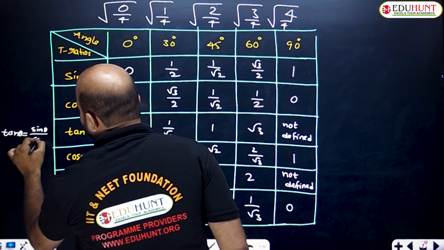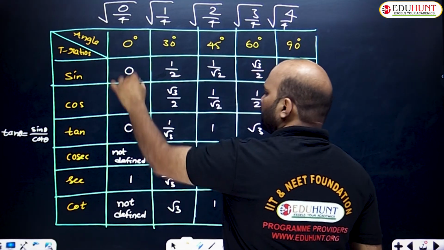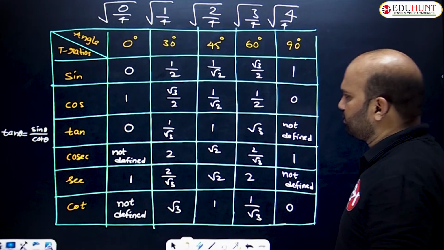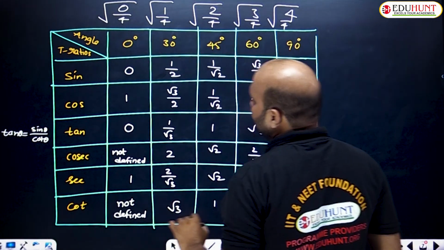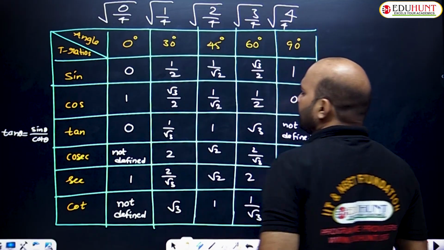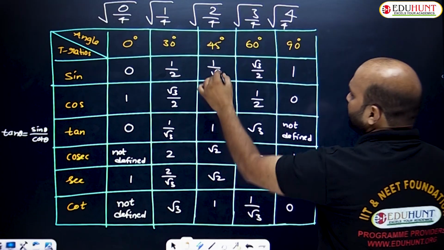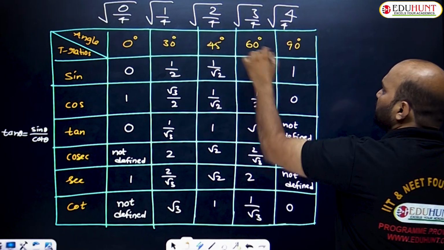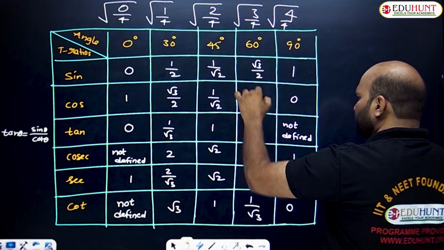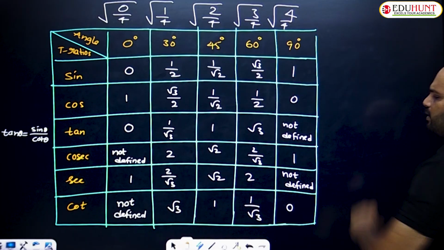Clearly we need to understand. So how will we get tan 0 degree? 0 by 1, so nothing but 0. 0 by anything equals 0, but anything by 0 is infinite, nothing but not defined. Again for tan 30, sin 30 is 1 by 2, by whole cos 30 which is root 3 by 2, nothing but 1 by root 3. So tan 45 is 1 by root 2 by 1 by root 2, which is 1. Tan 60 is root 3 by 2 by 1 by 2, nothing but sin by cos, root 3. And tan 90 is 1 by 0, nothing but not defined.